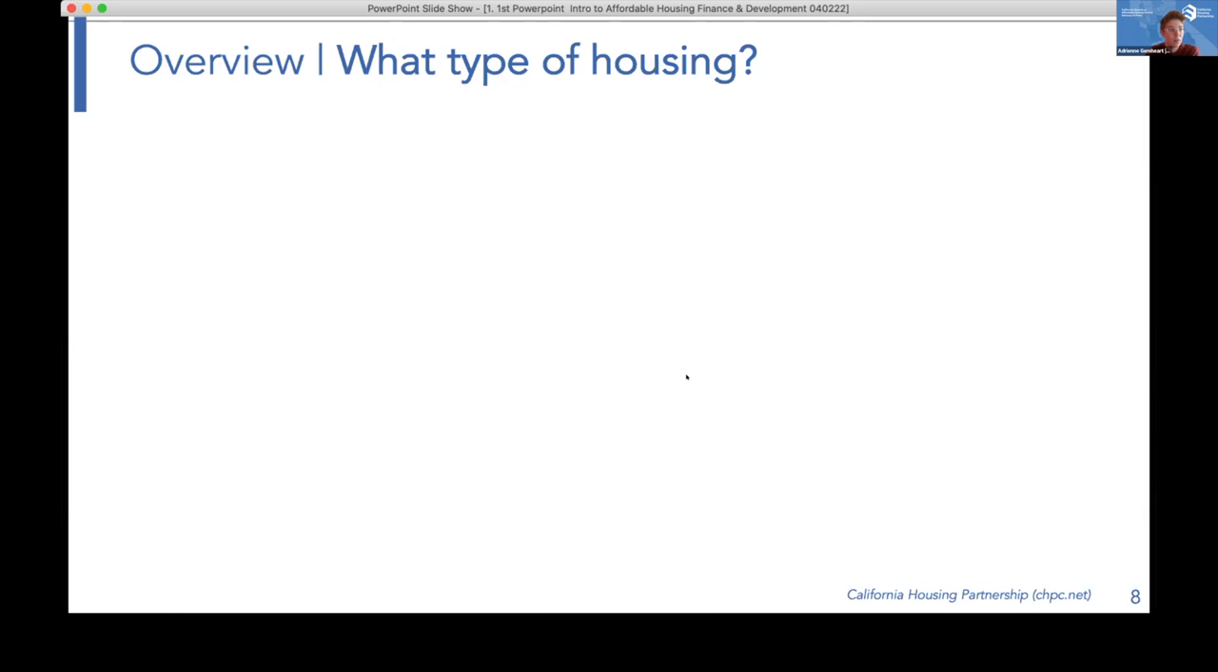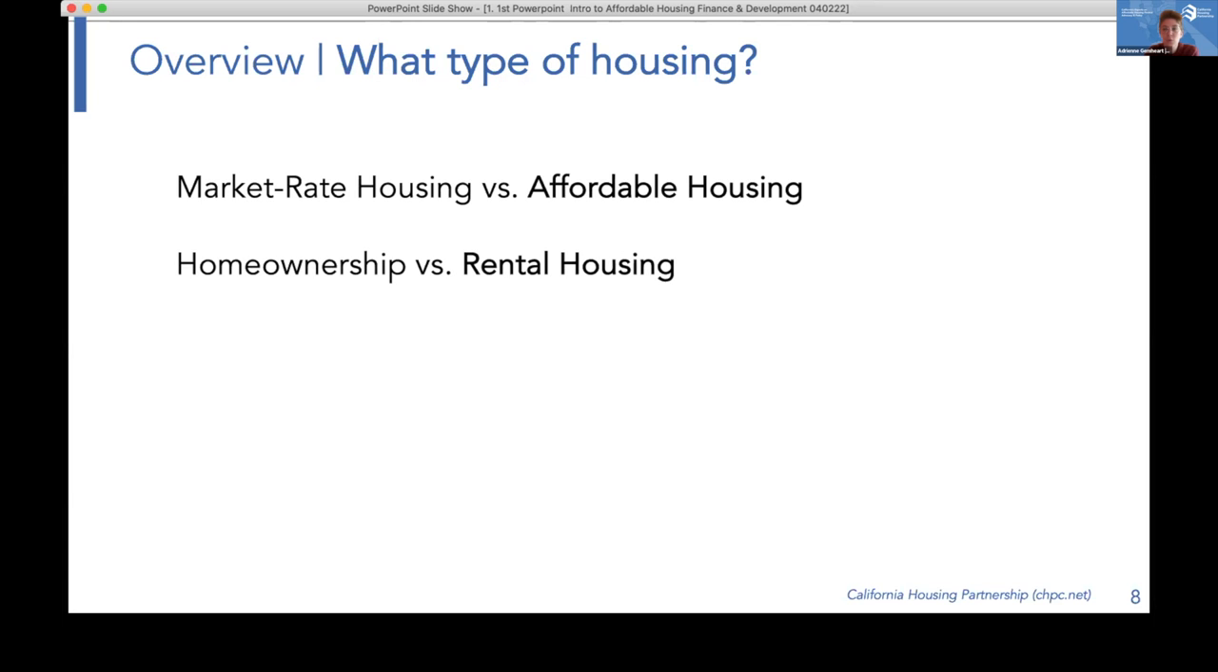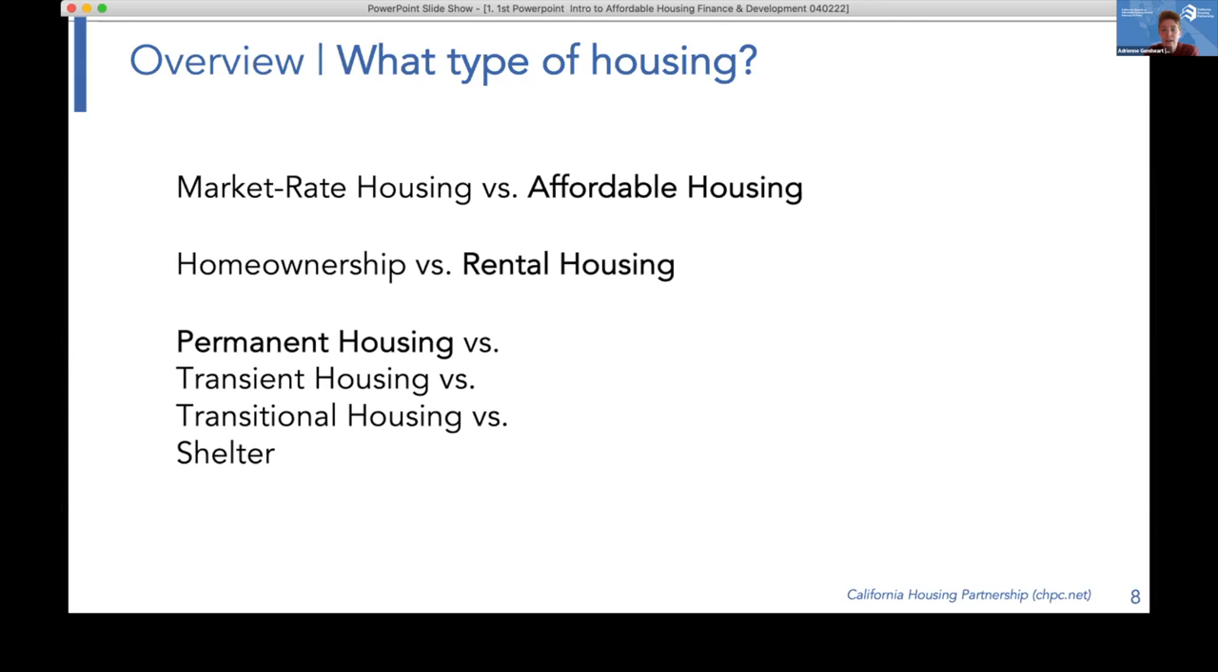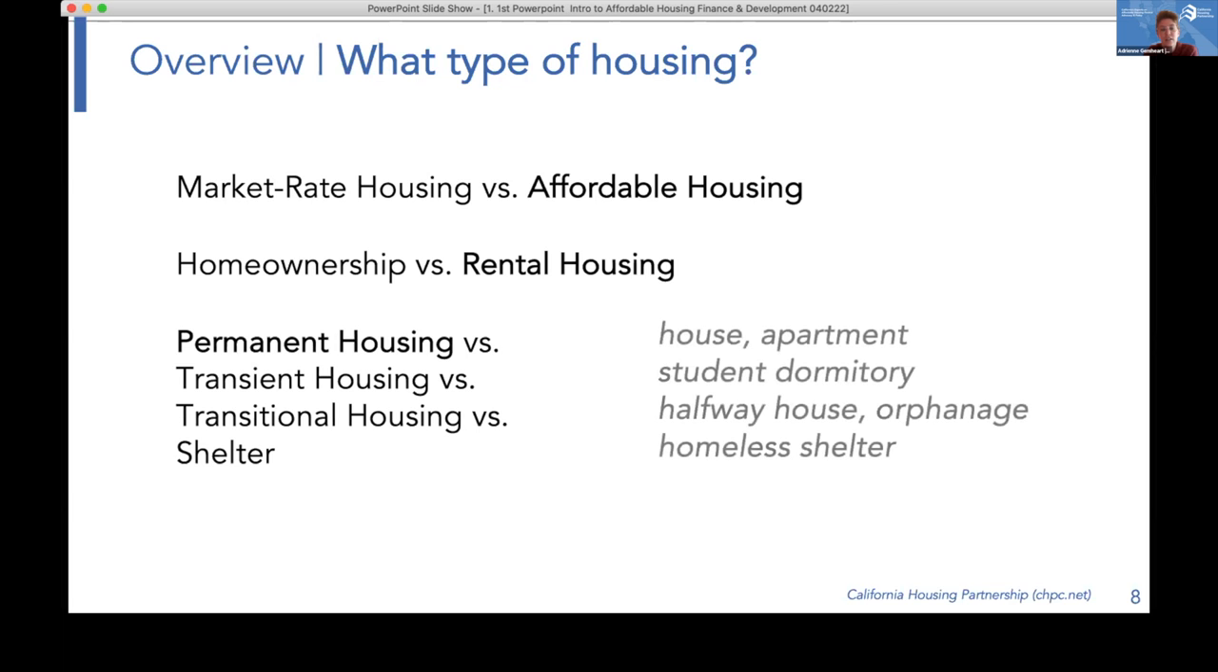All right, and on to the overview. So what are we talking about today? What type of housing? Rather than market rate housing, today we're focusing on affordable housing. In the world of affordable housing, we could either be talking about home ownership or rental. Today we're focusing just on affordable rental housing. And all of the housing that we're talking about today is permanent housing rather than housing that is transient or transitional, such as shelters, dormitories, or other non-permanent forms of housing.